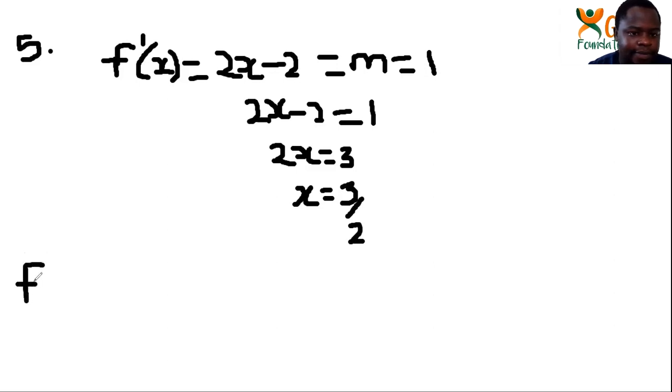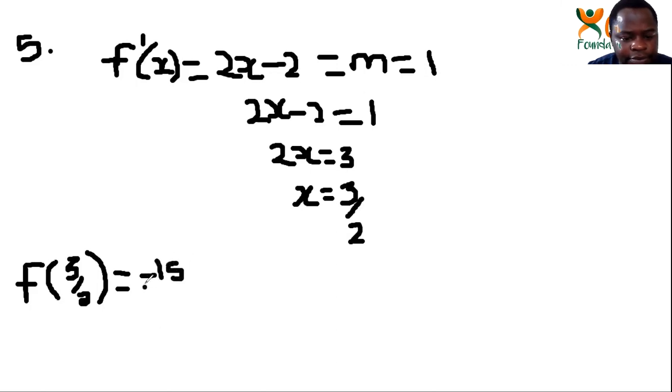f, the graph of f, the original of it, before we get the first derivative. So it will be f of 3 over 2. So when you substitute this value in the original graph, you must get something like negative 15 over 4.